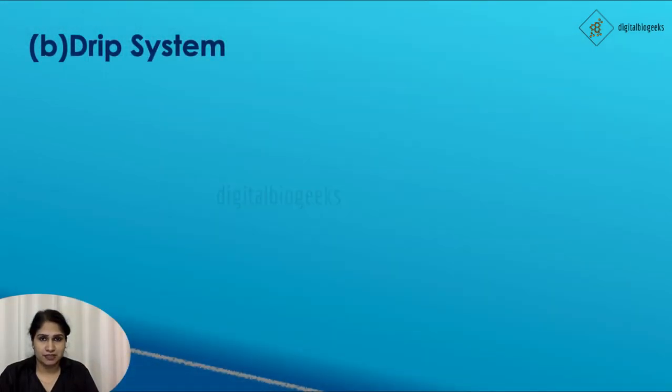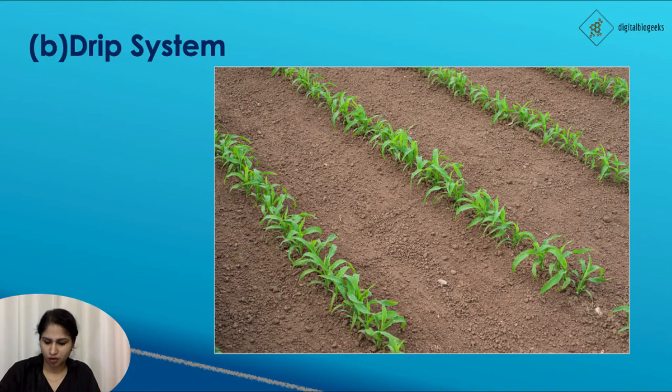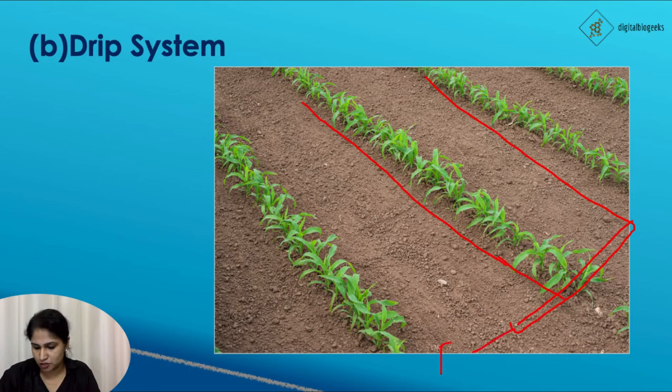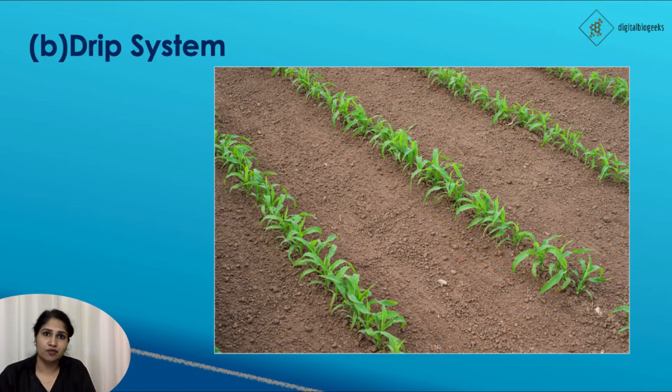Moving on to drip system. In drip system, a network of tubes and pipes are used. Here networks of pipes are there which are connected to a main pipe, and this main pipe will be connected to a well. And these small pipes contain small holes in it. When water flows through it, the water will fall drop by drop into the root of the plant through those openings. This will save water. This system of irrigation can be used in the areas where water scarcity is high.